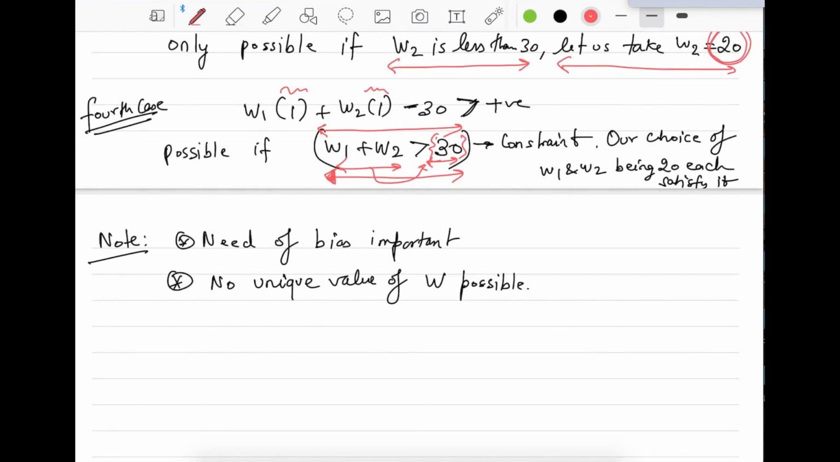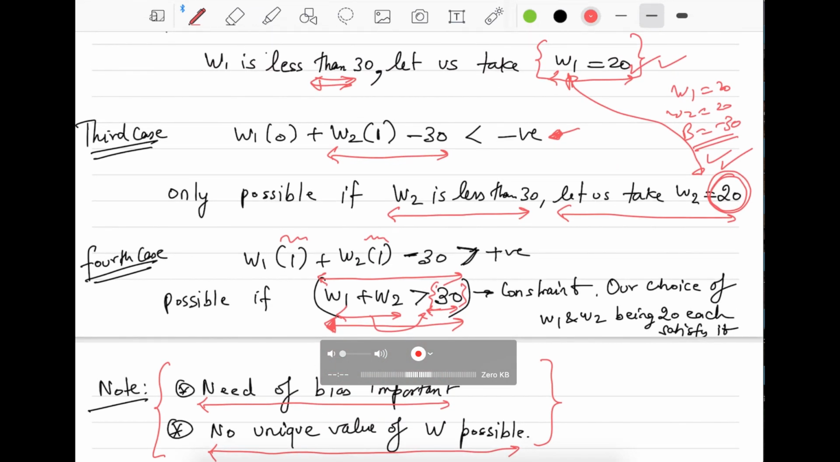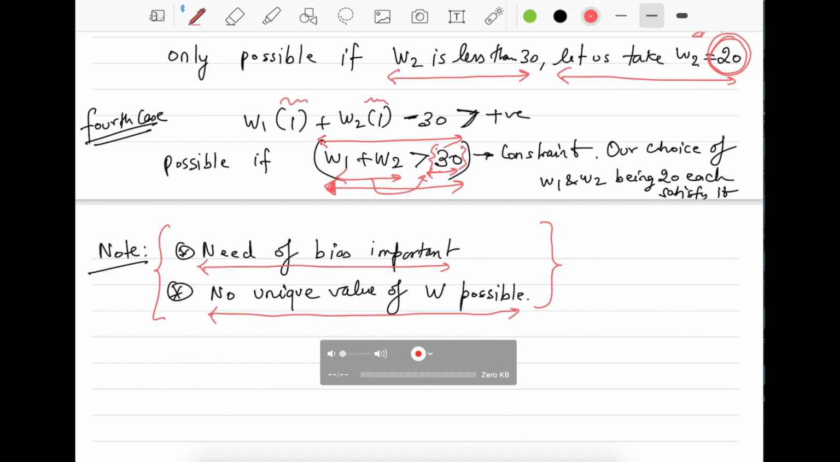So based on this analysis, we have found out these two important points. The first point is there is a need of bias, which we have ignored earlier. And you know that this bias has to be there in order to successfully implement this as an AND gate. And the second thing is that the unique value of W is not possible. As you can see, I told you that W you can take at any value, but you have to satisfy all these four constraints. So these two things are very important.